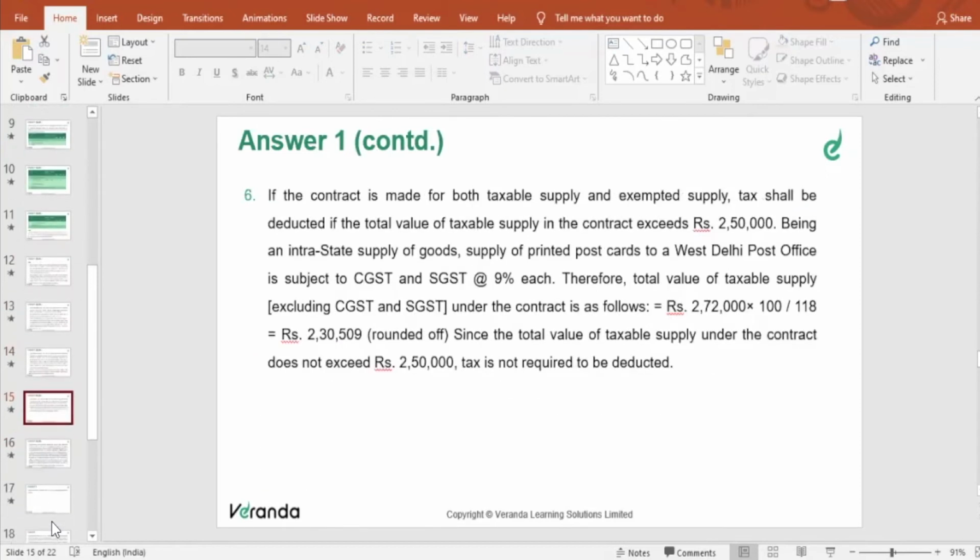Going through it again, if the contract is made for both taxable supply and exempted supply, tax shall be deducted only if the taxable supply exceeds 2,50,000. Since it is intra state supply, excluding GST, the value of taxable supply shall be 2,72,000 into 100 by 118, which is 2,30,509. Since it is well within the limit of 2,50,000, no tax is to be deducted.